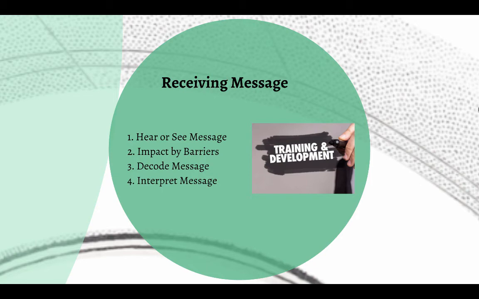There are also 4 elements involved in receiving a message. The students, receivers, will first hear and/or see the message you sent. Second, the message is affected by external barriers, if any, and the student's own internal barriers. Possible internal barriers may include the student's experience level, their understanding of the terms used, their attitude towards the material, or the way they feel about you.